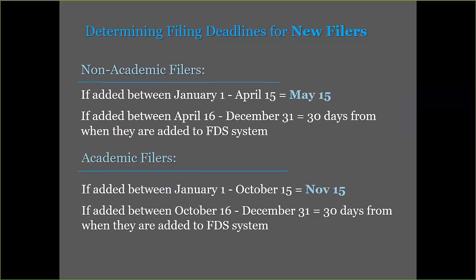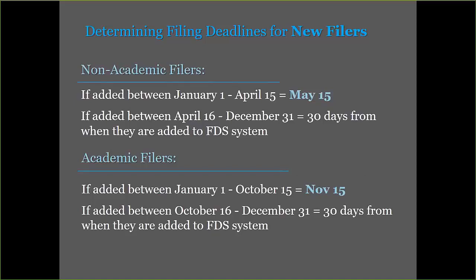Now, when you're adding a brand new staff to the FDS system, what will their FDS deadline due date be? It does depend on when they are added to the system. This is just kind of a quirk of the way the system functions. If you add them between January and April, the first few months of the year, then they're going to be due by May 15th. But if you add them between April and December, then they have to file within 30 days. So it's basically within that first 3 months they get a little bit of extra time. If they're outside that window, once you add them, they'll have 30 days to file for the previous year.